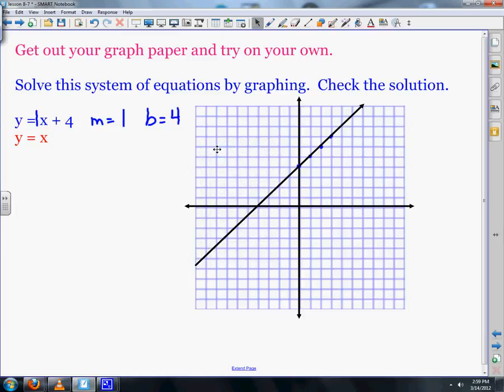All right, now let's graph the second one. So this one here, again, the number is 1. We're not adding anything to it. It's plus 0. So the slope is 1 and the y-intercept is equal to 0. So we start at 0 and we rise 1, run 1, rise 1, run 1, rise 1, run 1, rise 1, run 1. And it looks like this. Might not intersect on this graph paper.